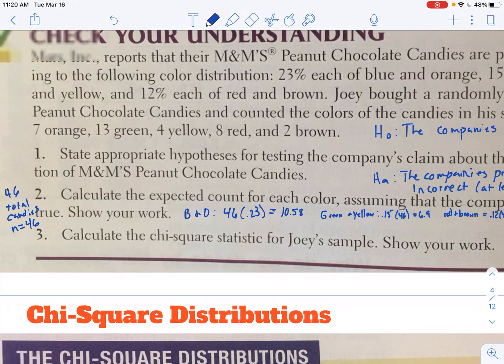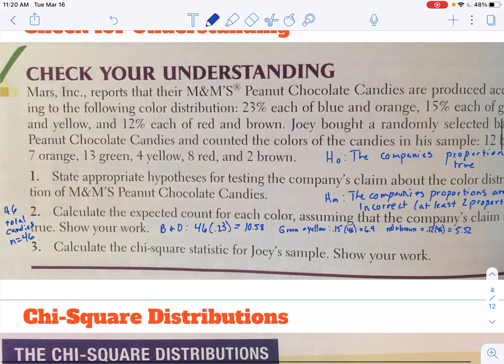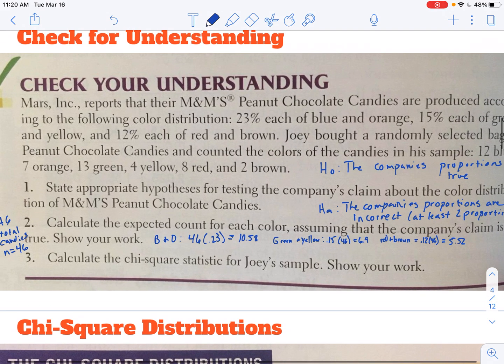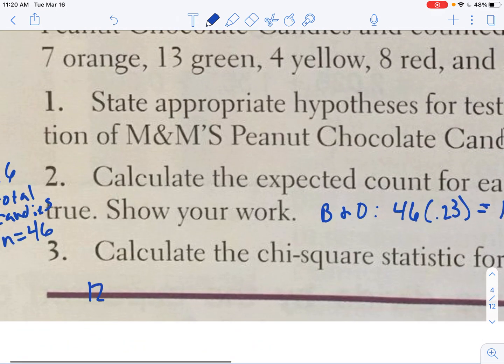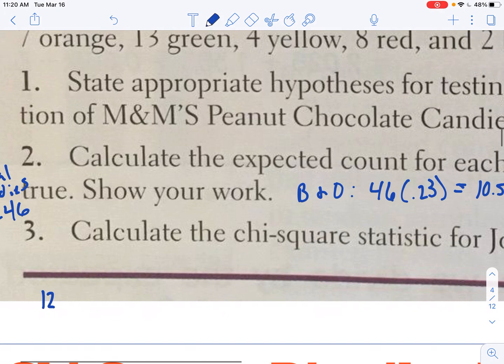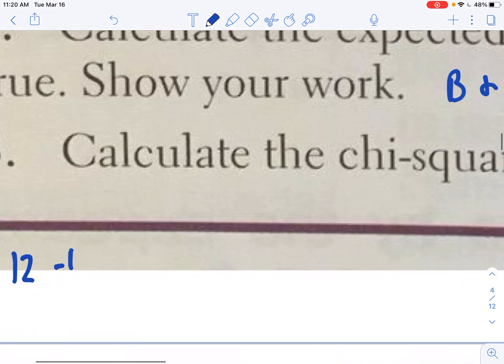Now when we want to go through and actually calculate the chi-square statistic, now I'm going to look at what the actual results were compared to the expected. So we had 12 actual blue, and we expected 10.58 blue.